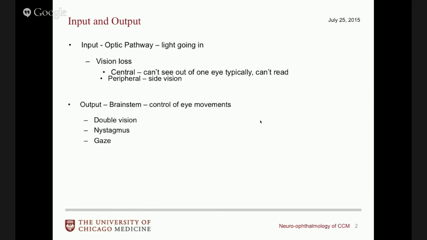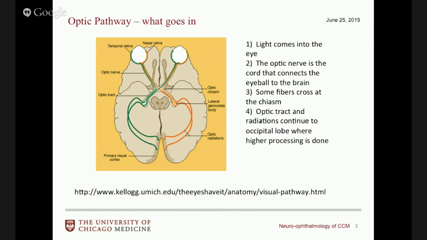So what goes in? Light comes into the eye, and then it bundles up in the back, and that cord is called the optic nerve, and the optic nerve is really the cord that connects the eyeball to the rest of the brain. And it goes right into the chiasm, where some of the fibers cross, and then they separate. And after the chiasm, there are two sides. The right side of the brain will take care of the left side of space, and the left side of the brain will take care of the right side of space. So it is sometimes confusing.